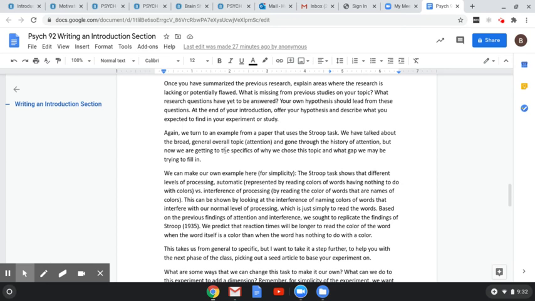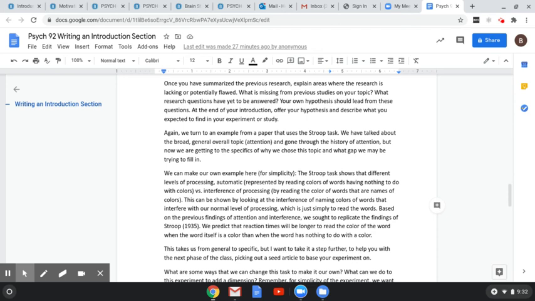The Stroop task shows different levels of processing: automatic, represented by reading colors of words that have nothing to do with colors, aka the neutral list, versus interference of processing, by reading the color of words that are the names of colors. This can be shown by looking at the interference of naming colors of words that interfere with our normal level of processing, which is just simply to read the words.